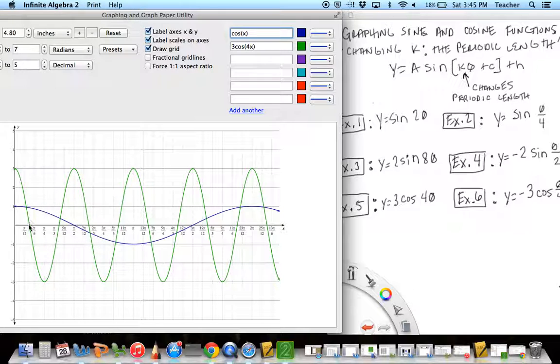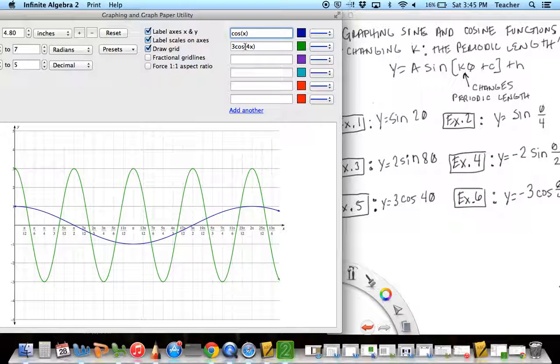Pi over 8, it goes to the midline here. Then it goes down here to pi over 4. And then let me think here for just a second. Let's see, it's pi over 8, 2 pi over 8, 3 pi over 8, and then pi over 2 is going to be that. All right.